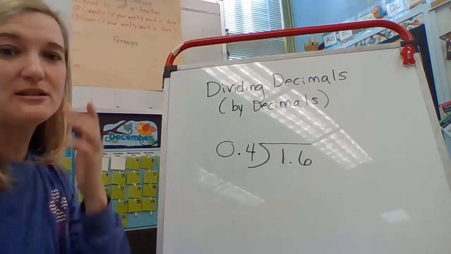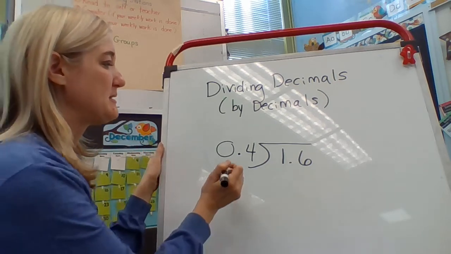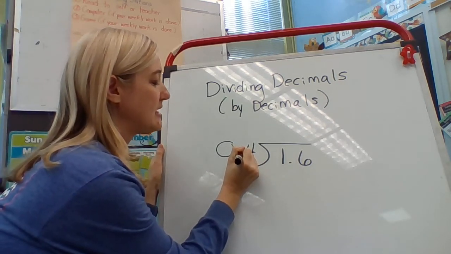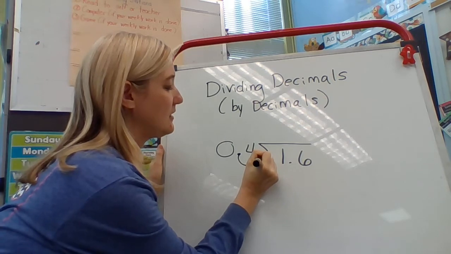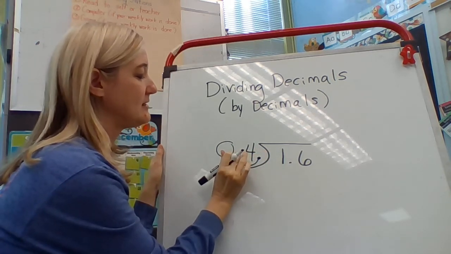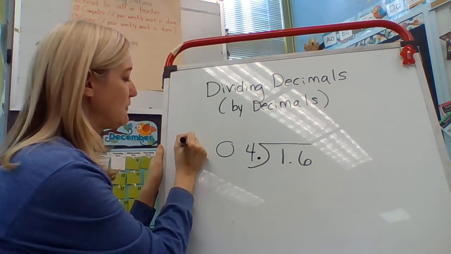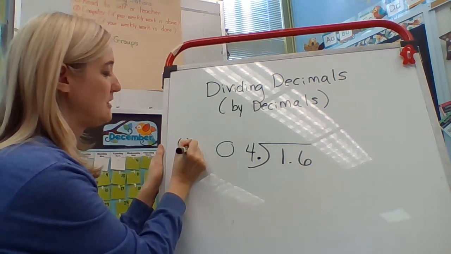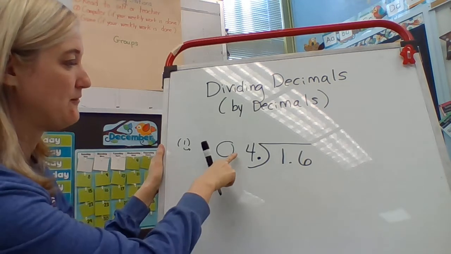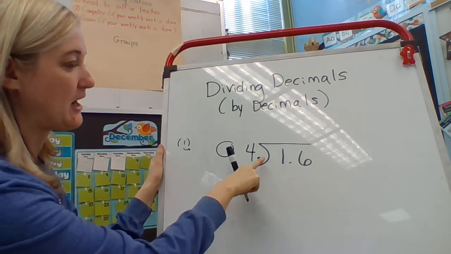So the easiest thing to do when we're working with dividing decimals by decimals is we're going to move this decimal point over. Instead of being 4/10, this number is now going to become 4. And we moved the decimal place over one time. We moved it over this way one time. We went from in front of the 4 to behind the 4.